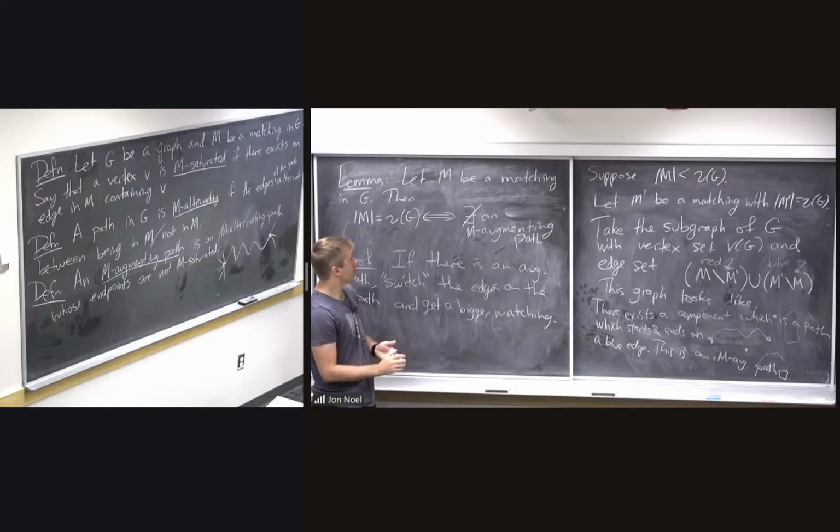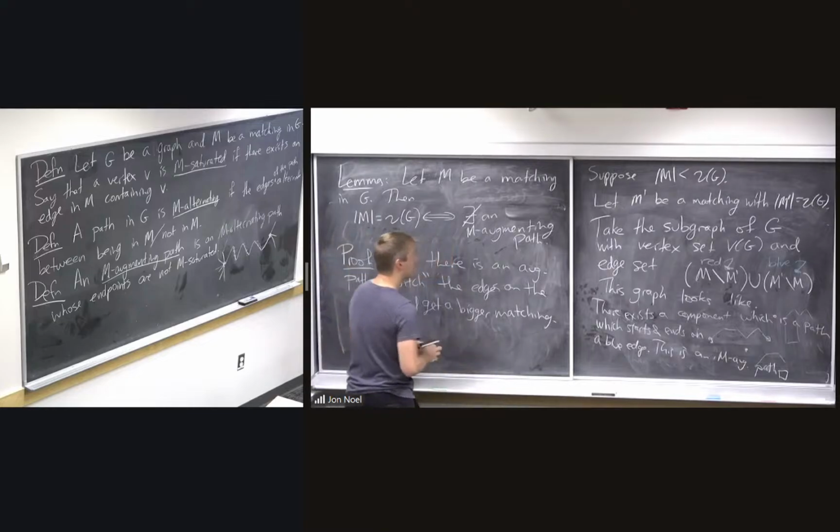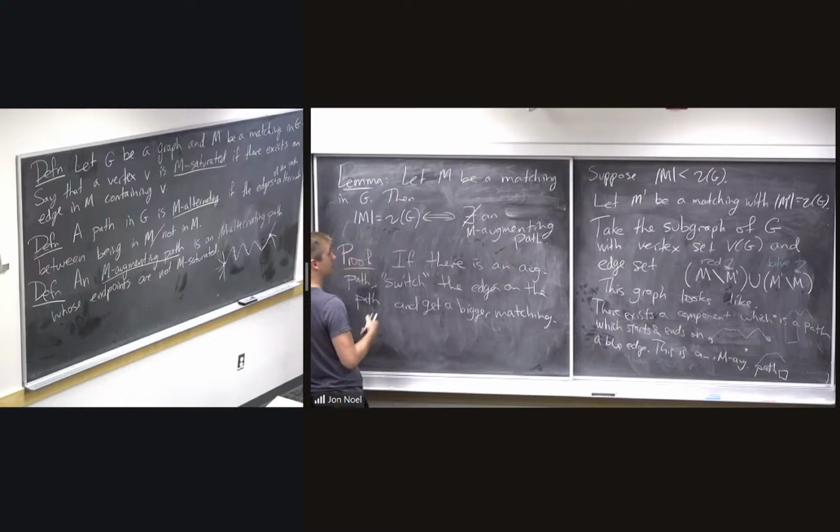So that tells us that if you want to get a bigger matching, find an M augmenting path. Maybe that's not the only way to do it, but that's always a way that will work, right? All right, so the next thing I want to prove is König's theorem.